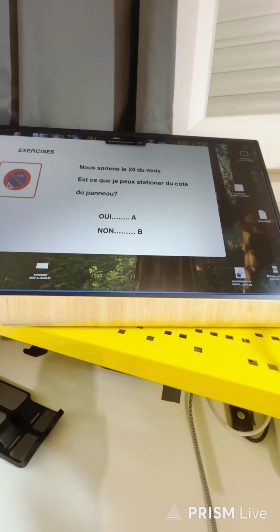This is a symbol. It says, nous sommes le 24 du mois. Est-ce que je peux stationner du côté du panneau? Oui or no? Nous sommes means we are on the 24th of the month. Can I park on the side where the panel is put? Oui or no?